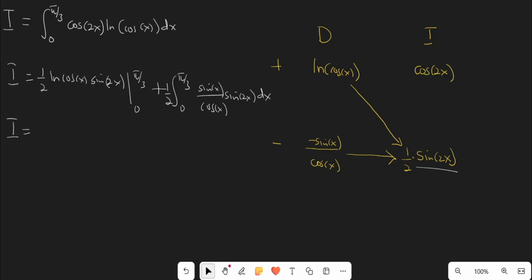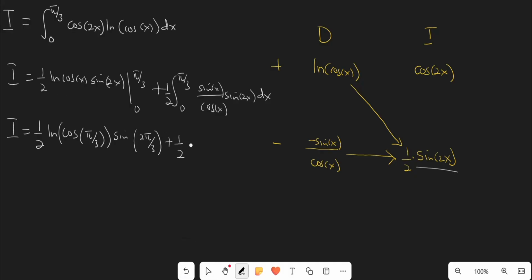Now let's plug in our limits here. So this is 1/2 the ln of the cosine of pi over 3, and then the sine of 2x. So x here is pi over 3, that is sine of 2 pi over 3. When you plug in 0, everything is going to be 0 because sine of 0 is 0. We have the cosine of 0 is 1 and ln of 1 is 0. So the lower limit is going to evaluate to 0 for this. I'm not going to write that.